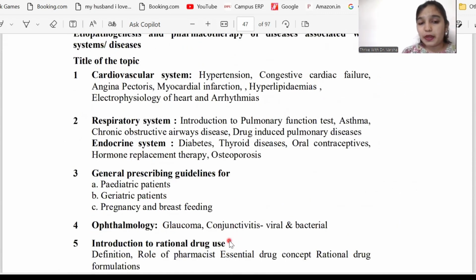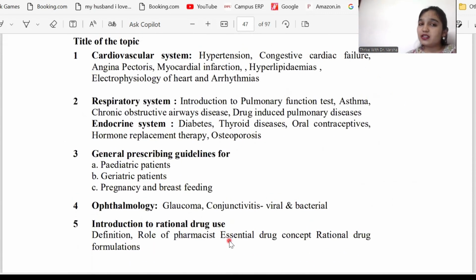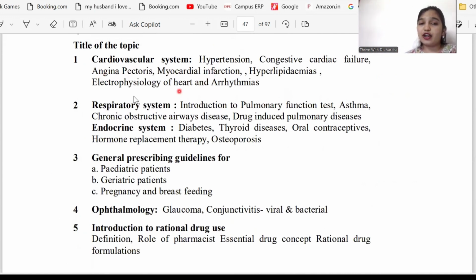And in the topics you will have certain systems. You can see cardiovascular, respiratory, endocrine, and some other systems, and whatever disease conditions are there, they have been included, and you have to study the therapeutics of each and every disease. Then general prescribing guidelines for pediatric, geriatric, and pregnancy and breastfeeding. You will get this question for 5 marks. The third chapter is for 5 marks.